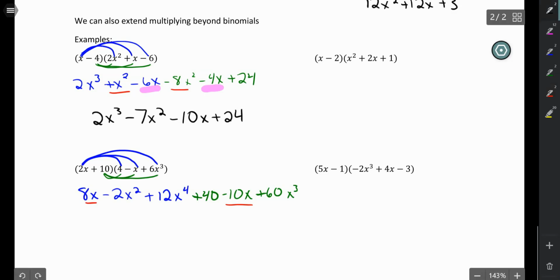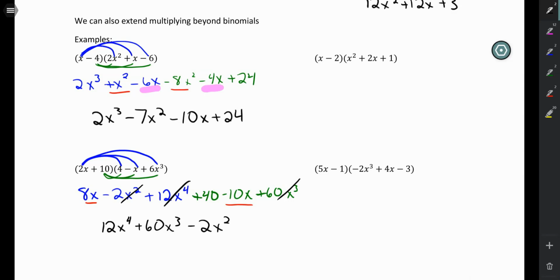So when we write this, let's go ahead and write this in our standard form. So I'm going to put this 12x to the 4th first. So there's my 12x to the 4th. Then my cubed, so plus 60x cubed. Then I've got negative 2x squared. Now I need to put my like terms together, that 8x and this negative 10x. So that will give me negative 2x. And so I've got those taken care of. And my last term is plus 40. Whew, there we go. And we are all set. We have multiplied those polynomials together.